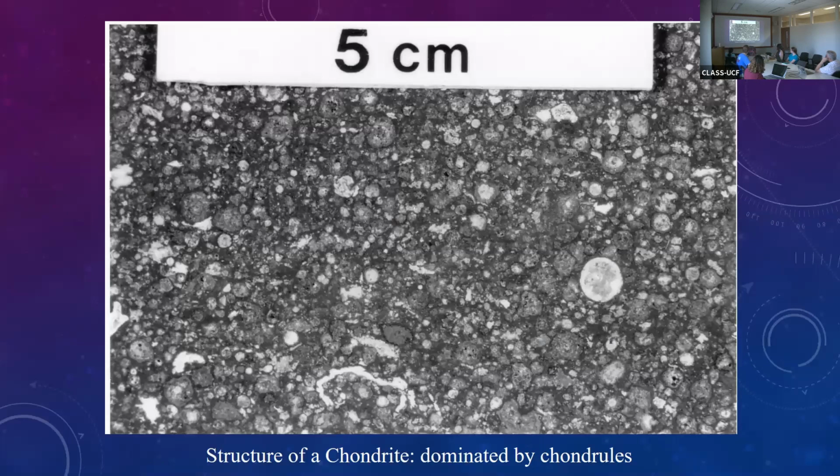So this is just an example of a chondrite, and you can see those circle things are the chondrules, and then this is the CAI, which I'll explain.